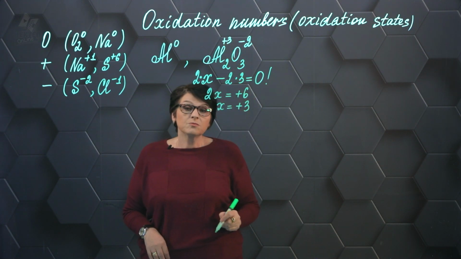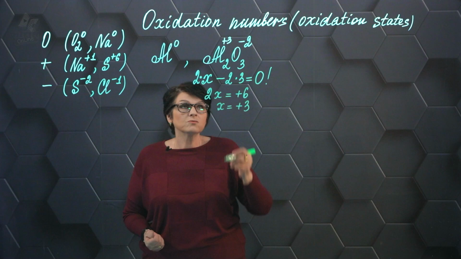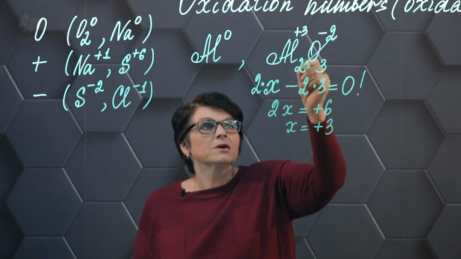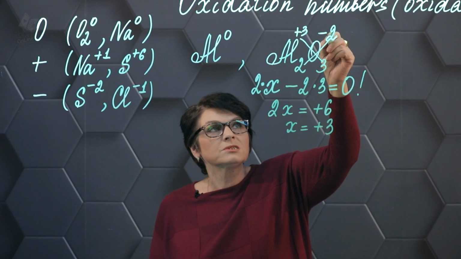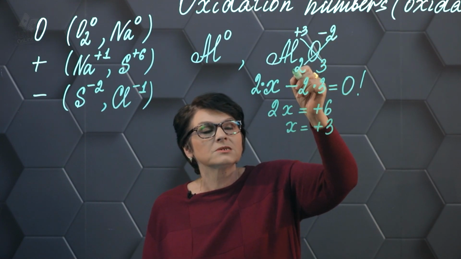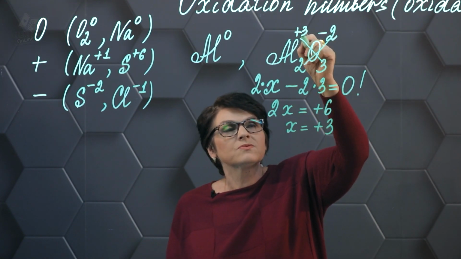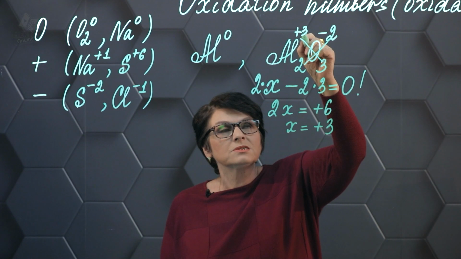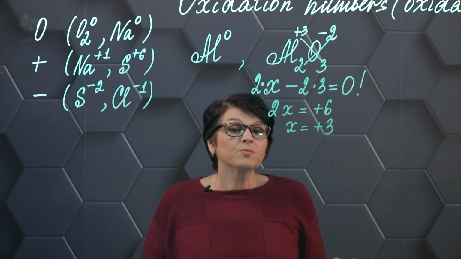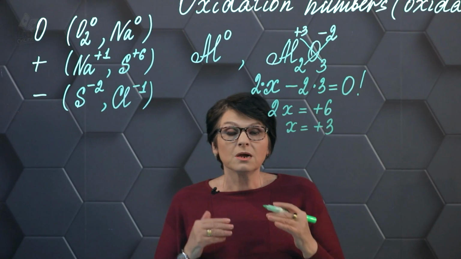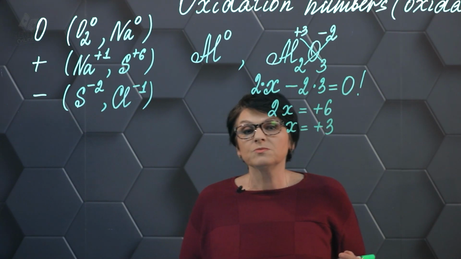But look, in this example, a rule you already know works, called the rule of the cross. When the numerical charge of oxygen coincides with the index behind aluminium, and the numerical oxidation degree of aluminium coincides with the index of oxygen. But the rule of the cross does not have application in all cases, so please be careful.